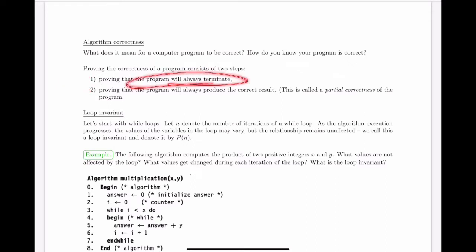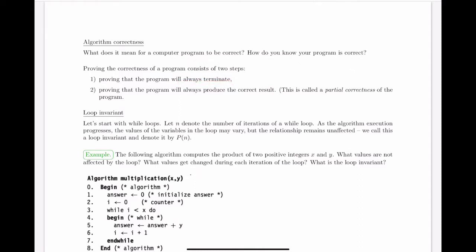First of all, we need to prove that the program will terminate. So it's not going to go on an infinite adventure. And secondly, we need to prove that it will always produce the correct result. If we're only proving number two, that's called the partial correctness of the program, which means that at every single step, we do have the correct result, but we might not actually end up stopping the program in time.